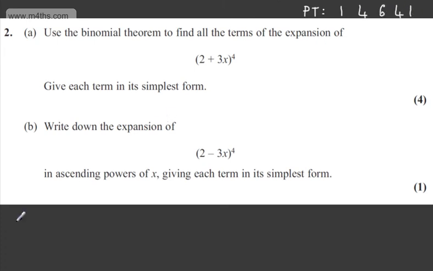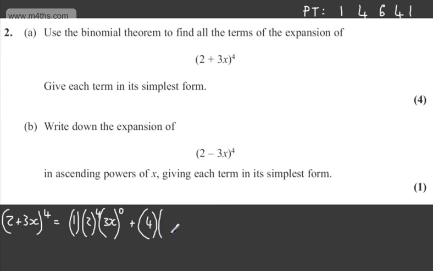So just writing this out, we're going to have (2 + 3x) to the power of 4, and that will be equal to 1 multiplied by 2 to the power of 4 multiplied by (3x) to the power of 0. Then we'll have plus 4 multiplied by 2 to the power of 3 multiplied by (3x) to the power of 1. So the powers of 2 are reducing by 1 each time, the powers of 3x are increasing by 1 each time.